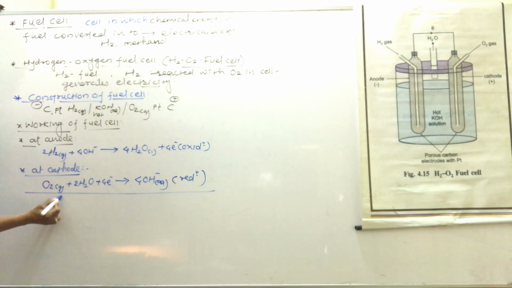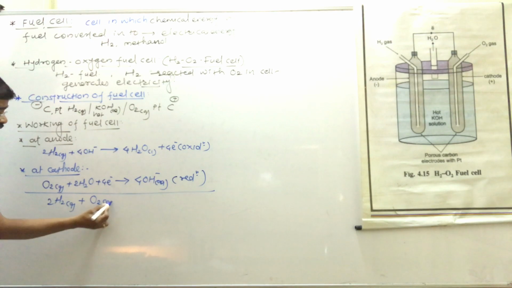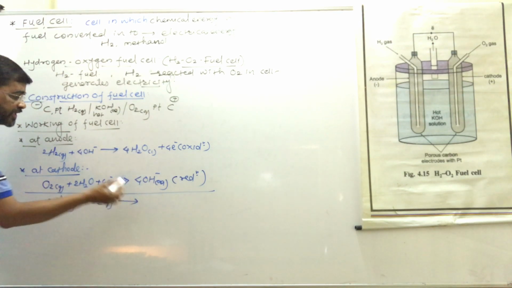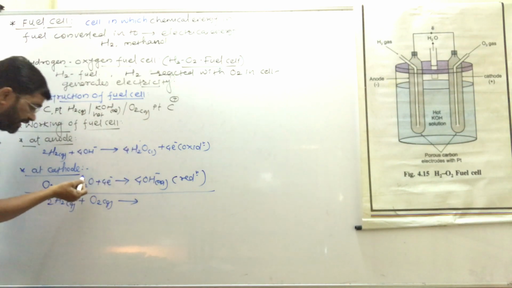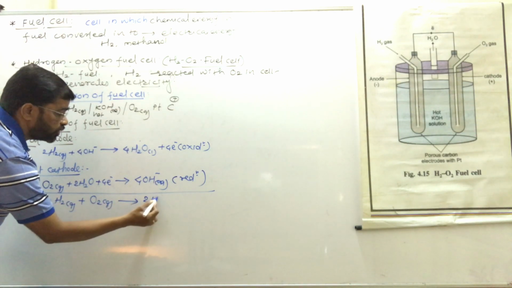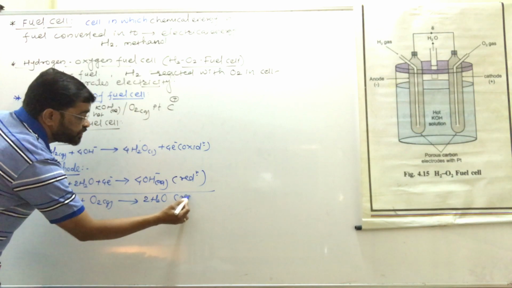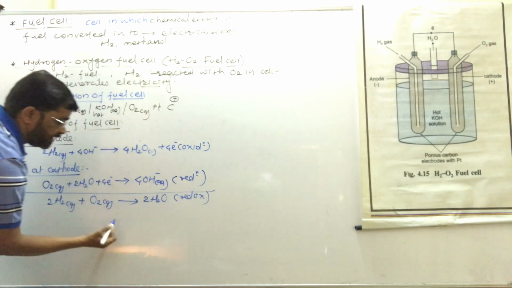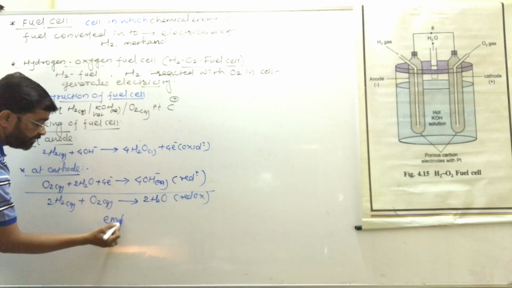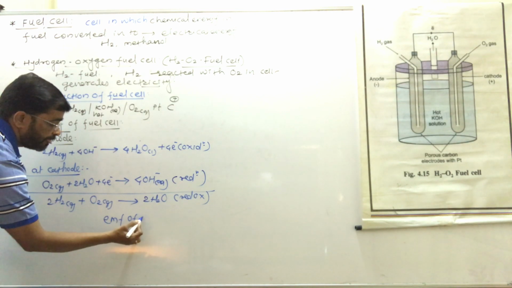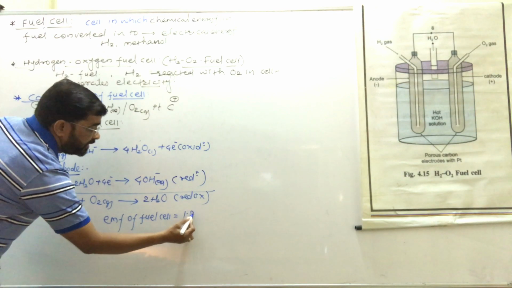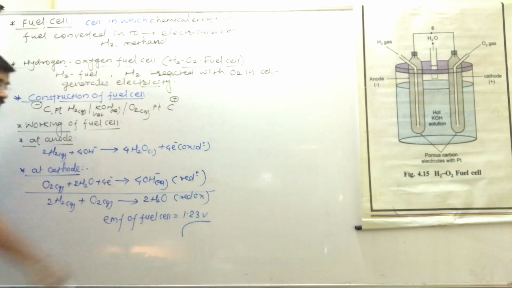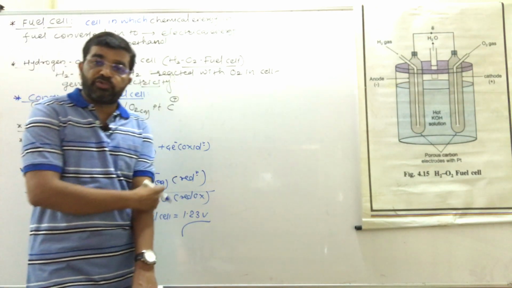So the overall cell reaction is twice of H2 gas plus O2 gas, because the 4OH minus ions cancel, and 2H2O cancels, leaving 2H2O. This is the spontaneous redox reaction that takes place, and the EMF of the H2O2 fuel cell is 1.23 volt.